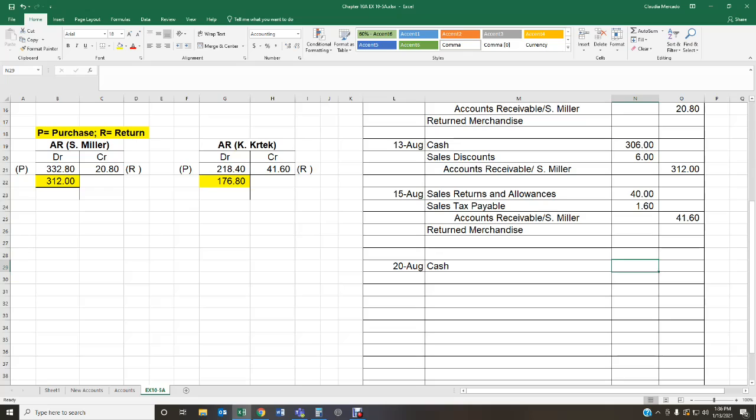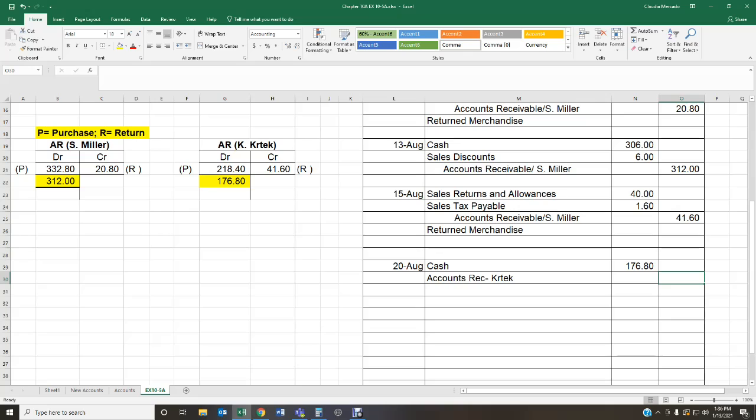So we can just proceed to saying, how much cash are we receiving from Curtec? Well, we're receiving 176.80. That is the balance that we have in our books. And then we also have to clear our accounts receivable for Curtec. According to my T account, we have a receivable from Curtec for 176.80. If Curtec is paying us, does Curtec owe us this money anymore? No, we need to zero this account out.